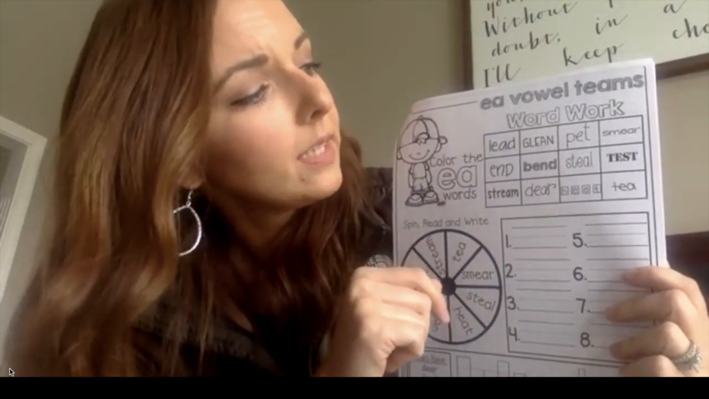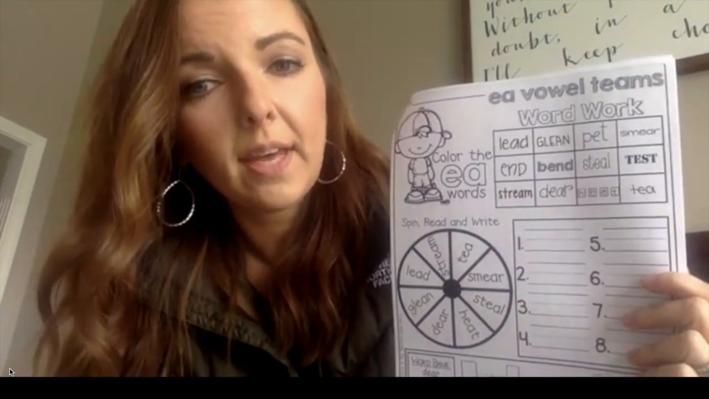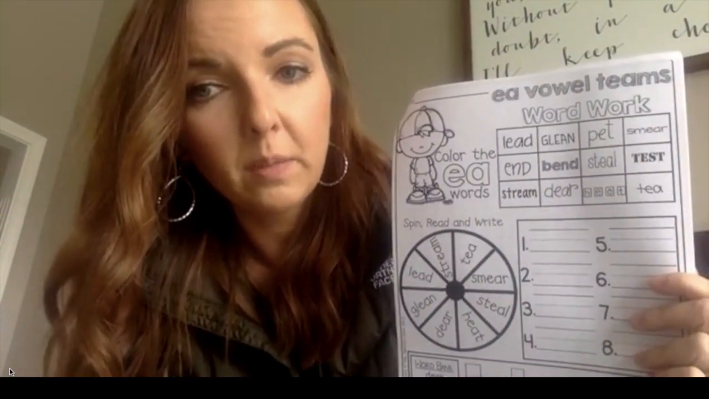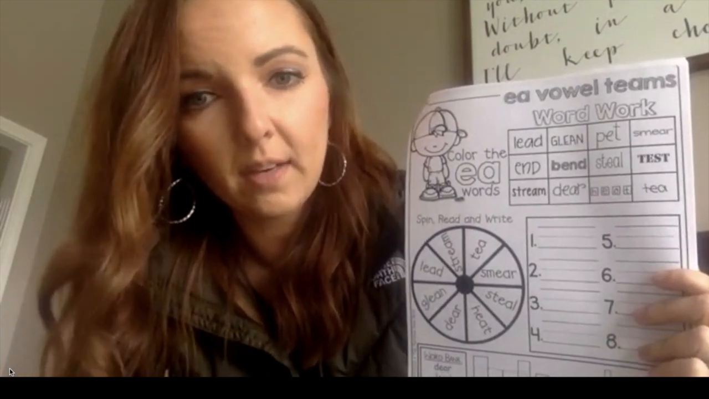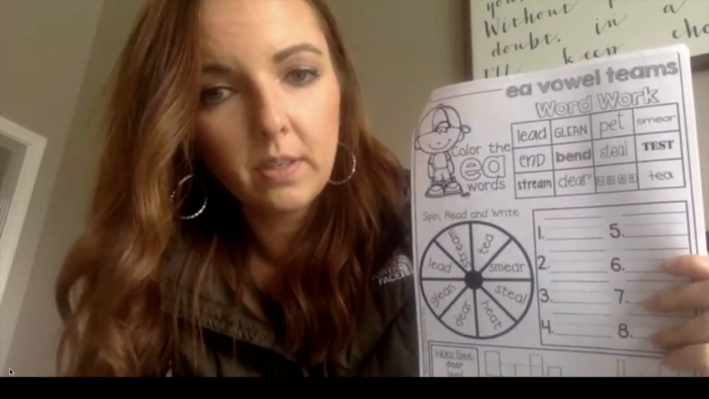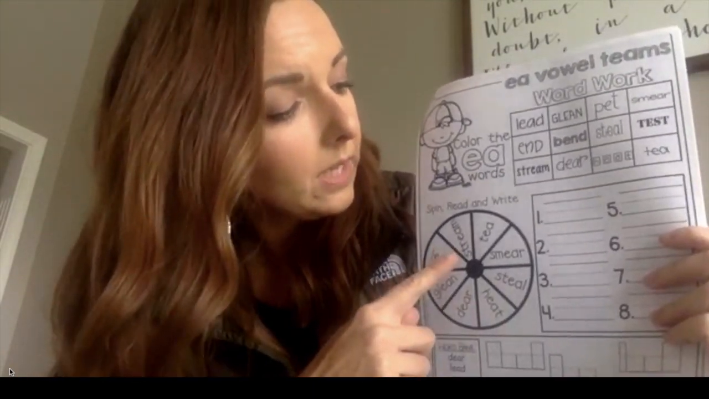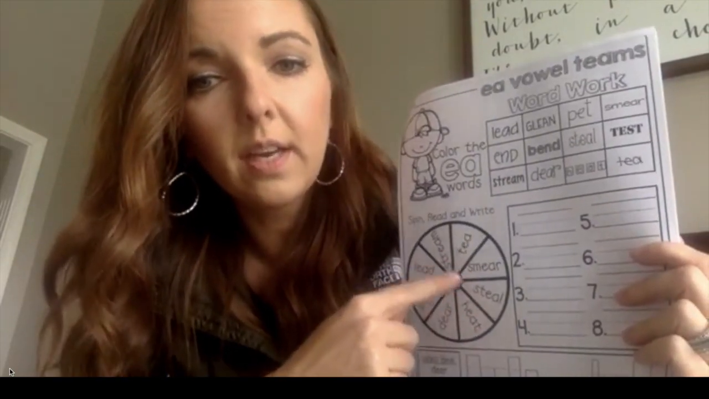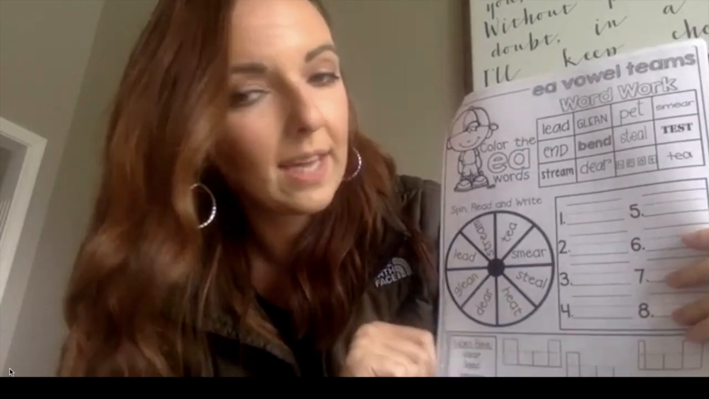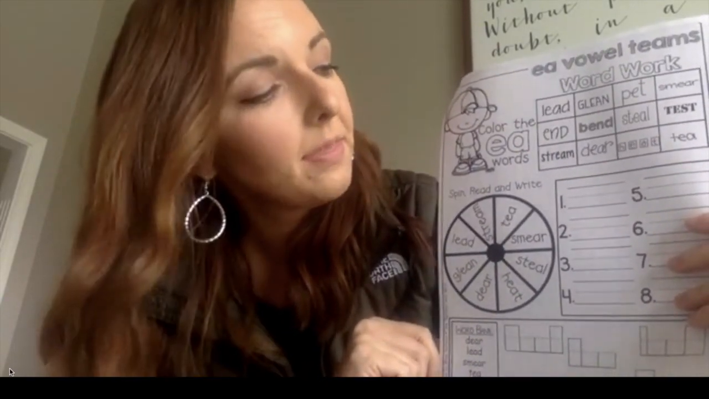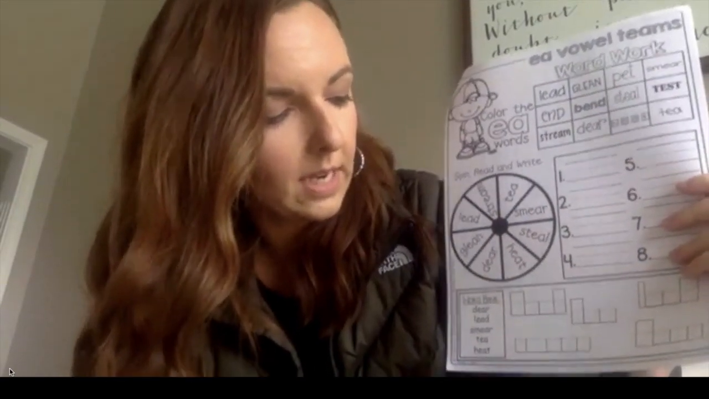So what you're going to do in this box is look for words that have that EA pattern. I want you to read it, and then I want you to color it in. If it does not have that EA pattern, you can mark it out, put an X through it, or just leave it alone. The next thing you're going to do, it says spin, read, and write. You're not going to have to spin. I just want you to pick the words that have that EA pattern, read them, and then write them in these boxes right here.